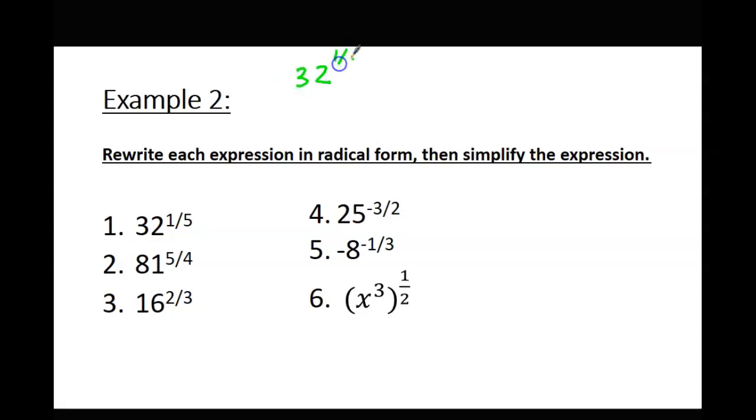32 to the 1/5 power, right? Okay, so the first thing we want to do is rewrite this. We're going to change this into a radical. The bottom number tells me what kind of root we're looking for. The top number tells me what kind of power we're using. And all this is being applied to the 32.